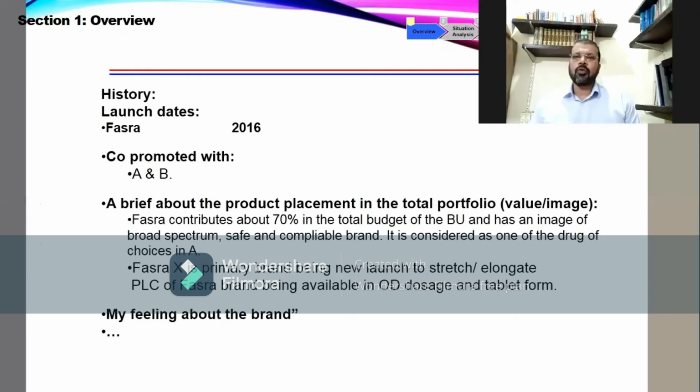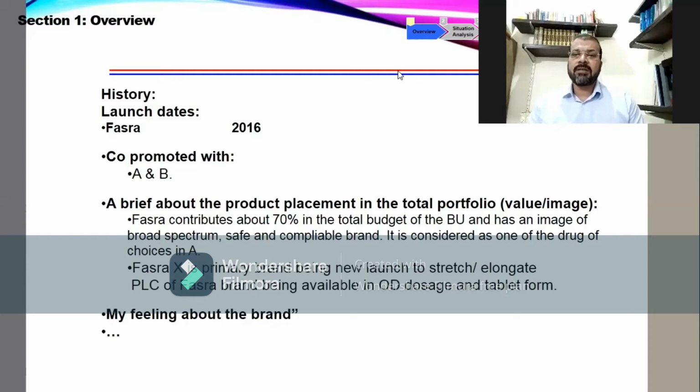In overview, you highlight, for example, if you are working on a product which is already there in the market, or it was launched a couple of years back, or maybe a decade back, and now you are being assigned this product, or you are being given an assignment to make a brand plan of any product which is there in the market already. The first thing you have to do is mention a little bit of its history.